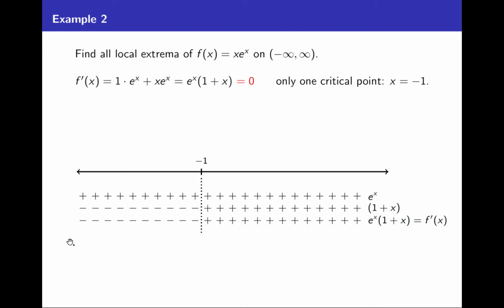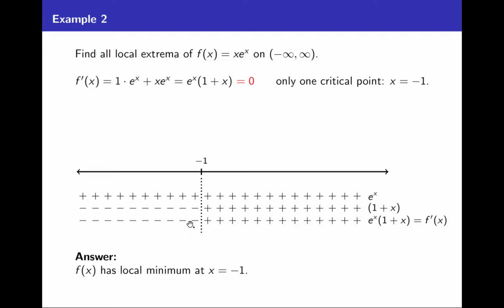So our derivative, f prime of x, which is the product of those two factors above, its signs look like this. On this first interval, before we get to negative 1, the derivative is a positive times a negative. So it's a negative. But on the interval after negative 1, f prime is a positive times a positive, so it's positive. And that gives us our answer.